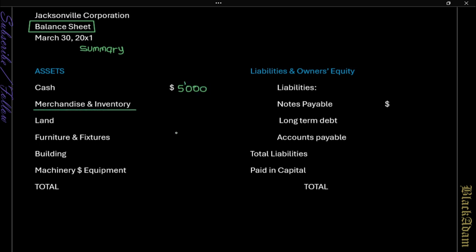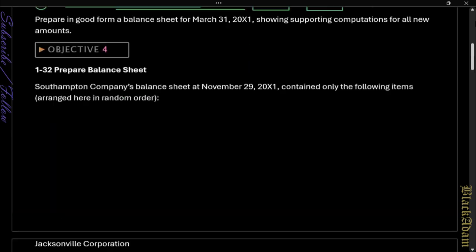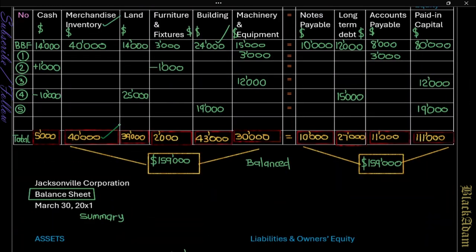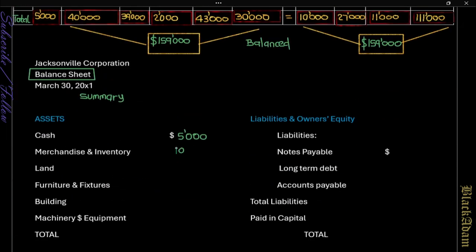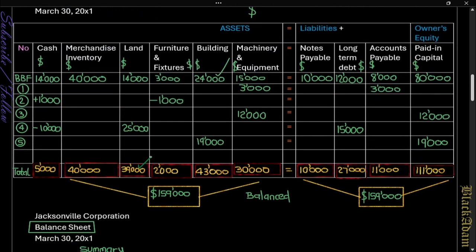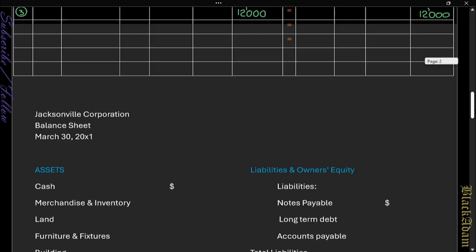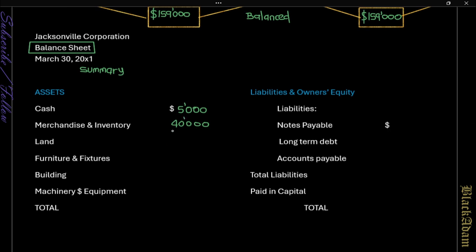And then we go to machinery and inventory. Machinery and inventory is 40,000. So our company has machinery and inventory worth 40,000, and we write 40,000 there. Alright, and then we have land. Land is 39,000. So our land is going to be 39,000.